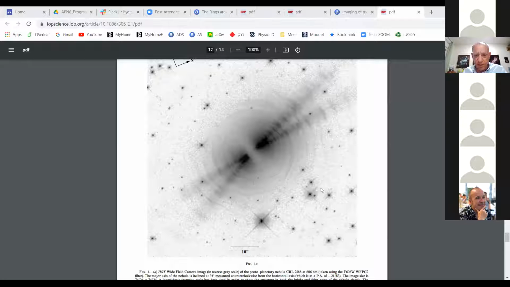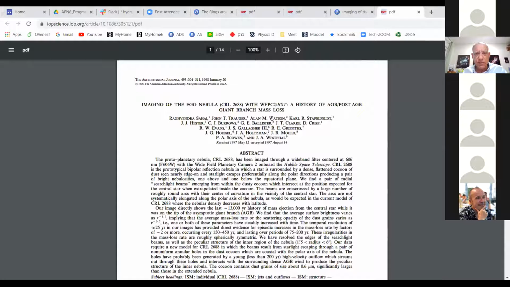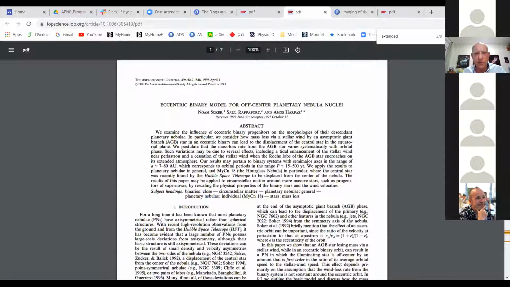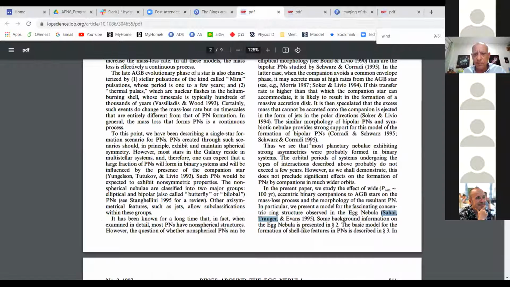And here you see a nice bipolar flow with the disc, and you see here many, many rings. And this is the title, okay? Imaging of the Egg Nebula, okay? And they find here rings and so on. So we also were very much interested in this. Can you see this? Do you see the new paper here that I presented?